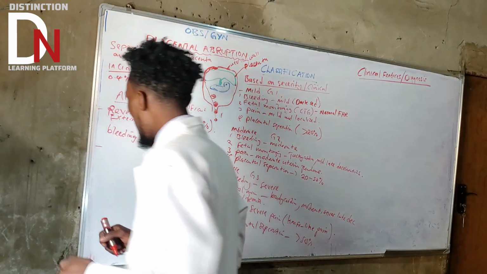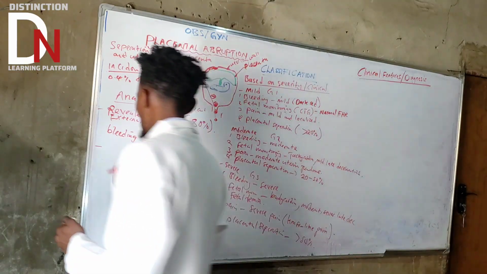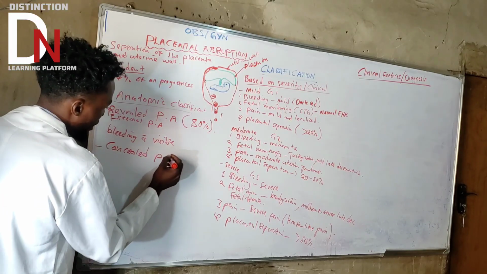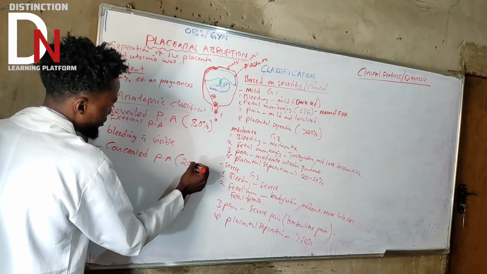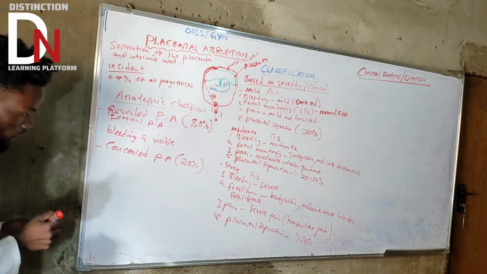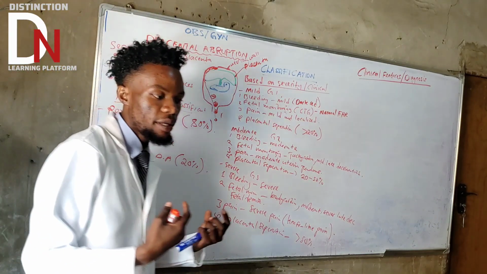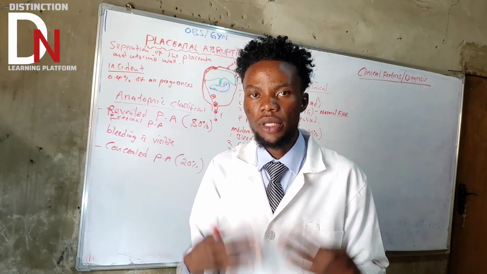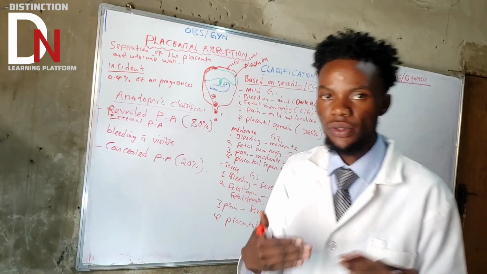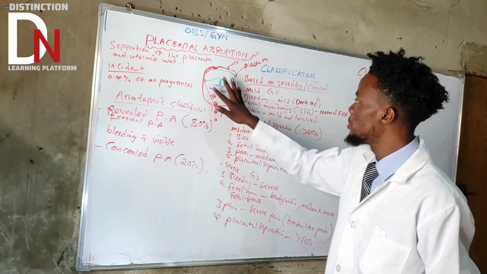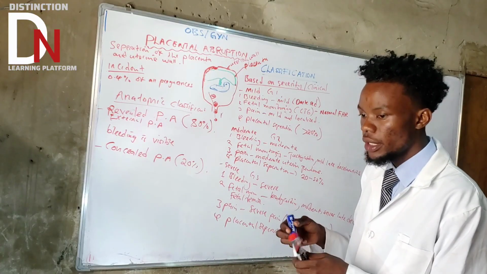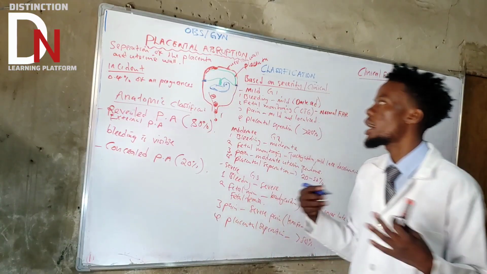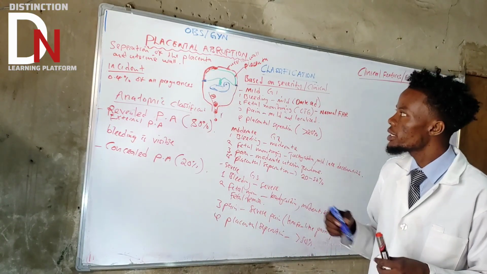Let's talk about another one. Another one is what we call concealed abruption. This ranges about 20%, 10%. With concealed, you are not going to see vaginal bleeding because the bleeding is not coming out. Why is the bleeding not coming out? Because the margins of the placenta and the uterus are intact, they are not dissected.